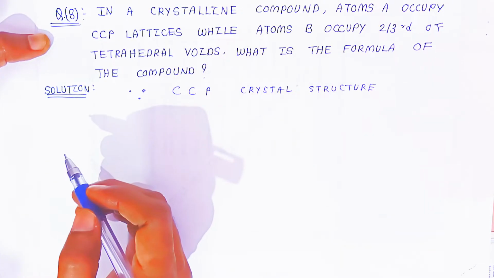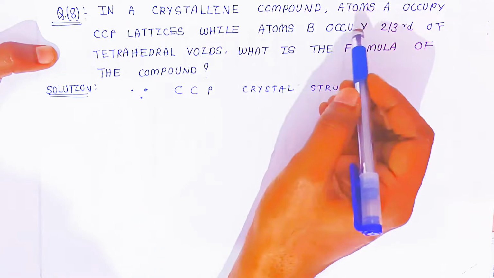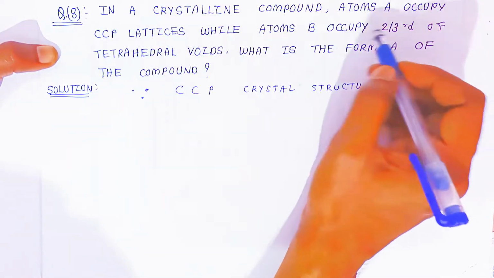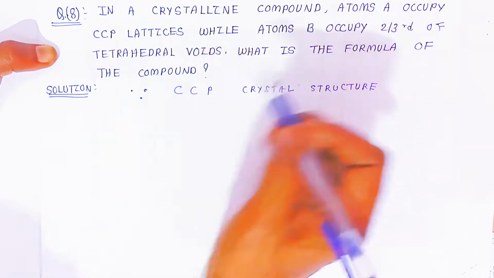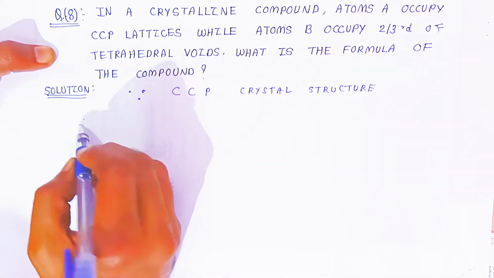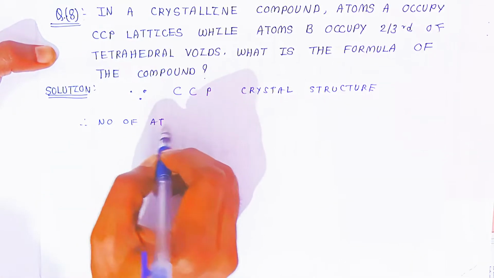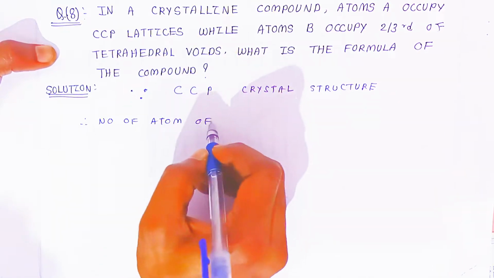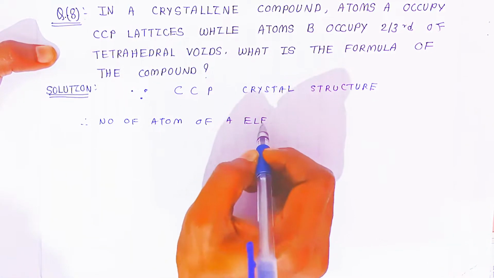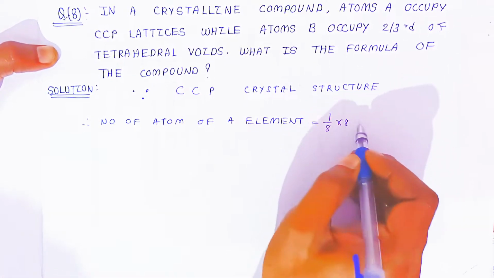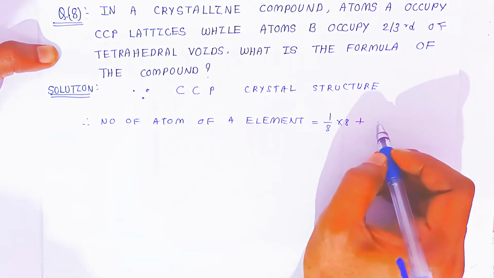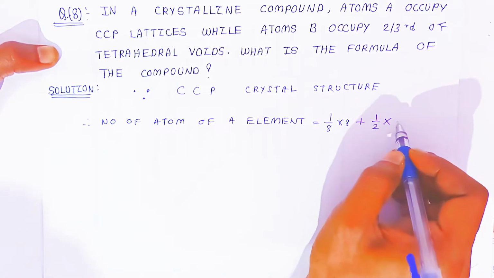Now, students, for the number of atoms of A: atom A occupies the corners. Atom A occupies the CCP lattice, while atom B occupies 1/3 of the tetrahedral voids. So the number of atoms of A element will be 1/8 of 8, plus they are also present at the surfaces, 1/2 of 6.